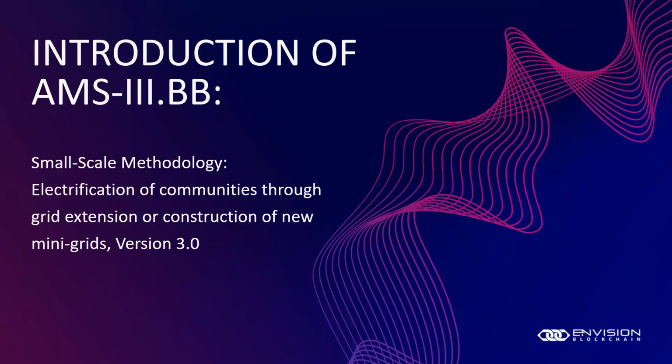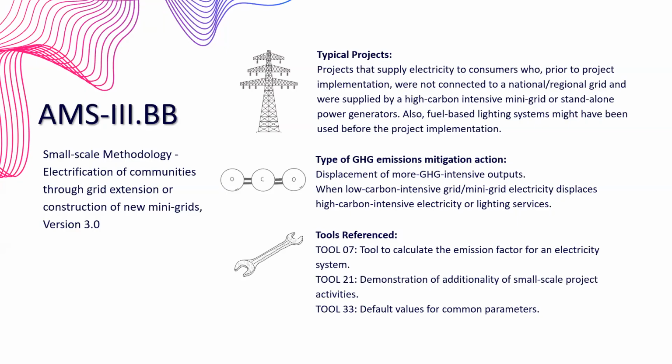So now moving into specifics about AMS-III.BB. This methodology is for small-scale projects that focus on electrification of communities through grid extension or construction of new mini-grids. The typical projects are projects that supply electricity to consumers who, prior to the project implementation, were not connected to a national or regional grid, and were supplied by a high carbon-intensive mini-grid or standalone power generators. Also, fuel-based lighting systems might have been used before the project implementation.